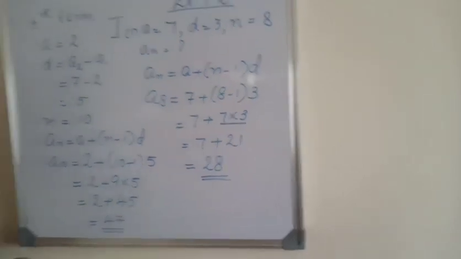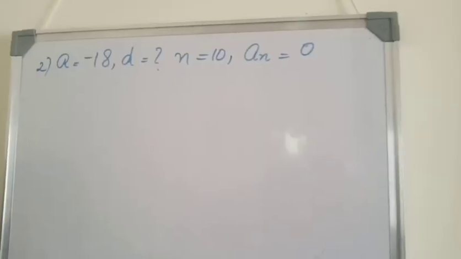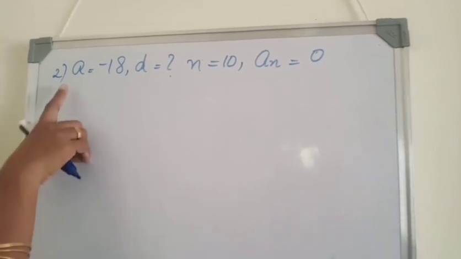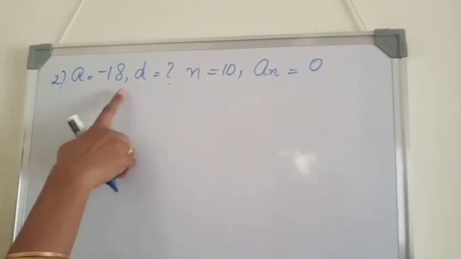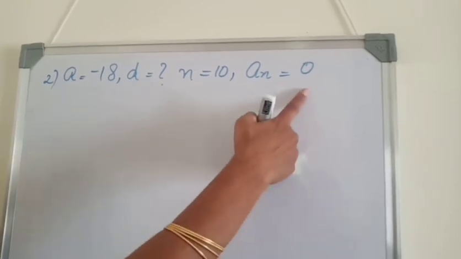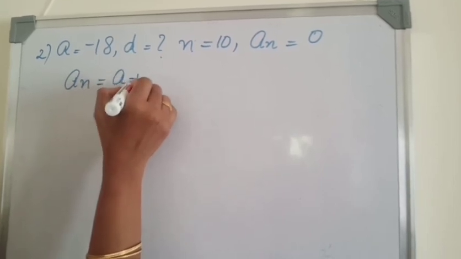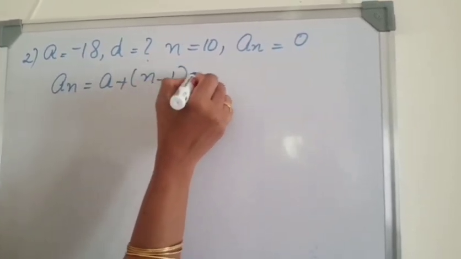Now we will see the second sum. The second question is A equals minus 18. D we should find out. N is 10 and AN is 0. So first we will write the formula. AN equals A plus N minus 1 into D.